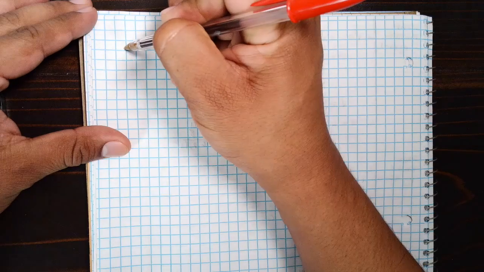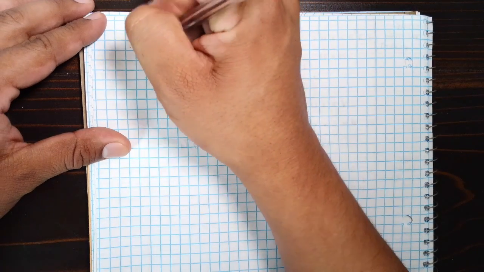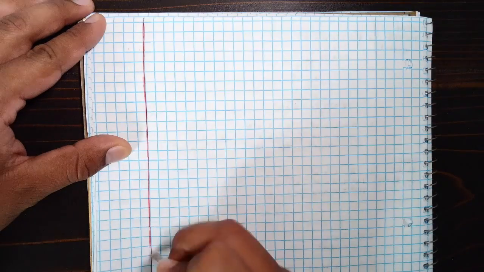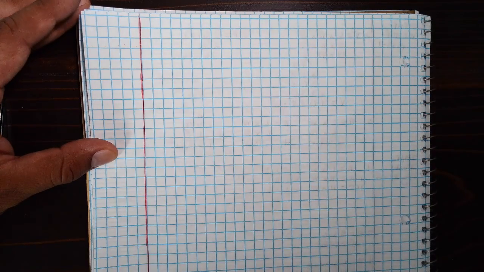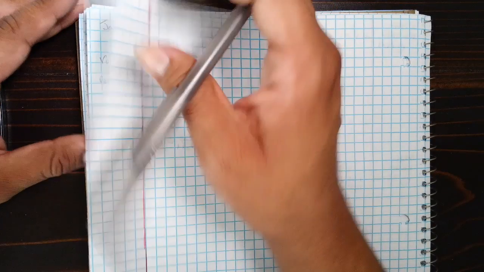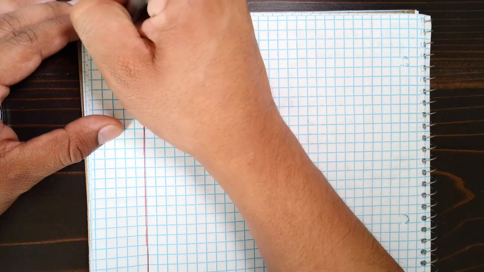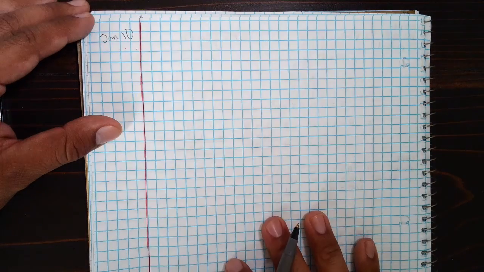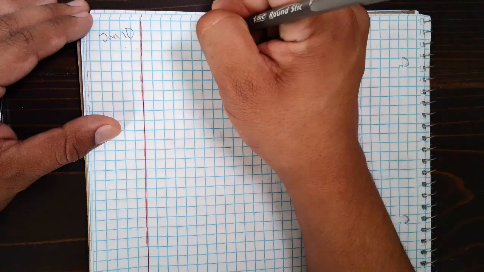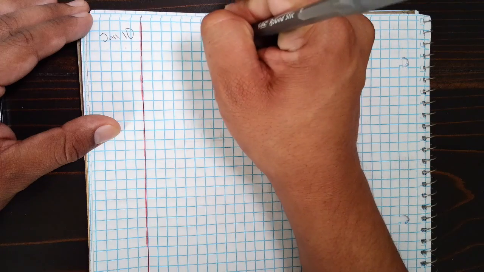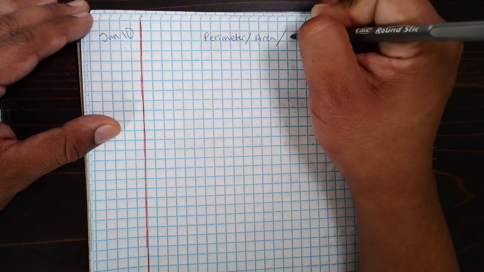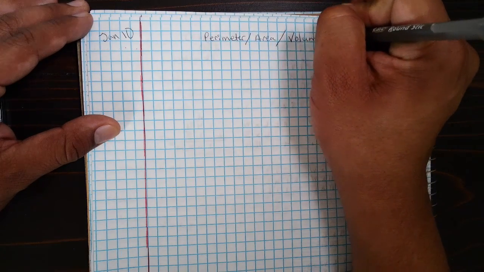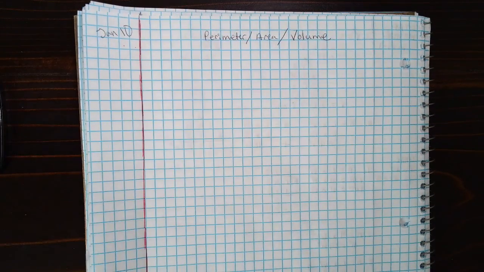All right, I'm going to do the same thing here. 1, 2, 3, 4, 5. There's my line. All right. Yesterday was January 9th. Today should be January 10th. And we're still going to be doing perimeter, area, and volume. Perimeter, area, and volume.